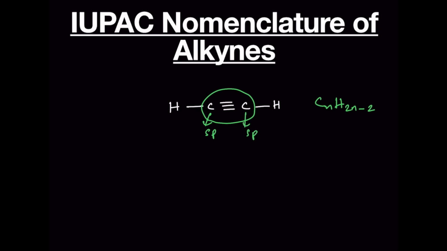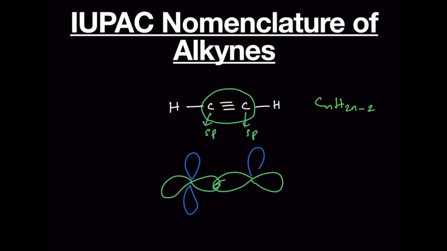The sp-sp head-on overlap creates the sigma bond, whereas the sideways overlap of the p orbitals, two different p orbitals, creates one pi bond, and this creates another pi bond. So, we have one sigma bond and two pi bonds. This means that the bond angle is going to be 180 degrees.